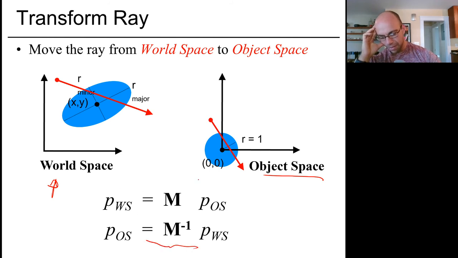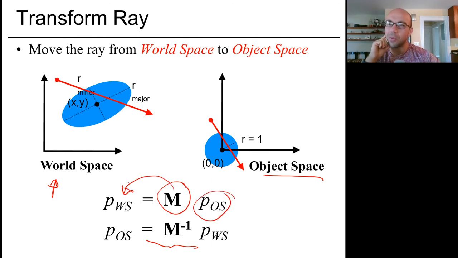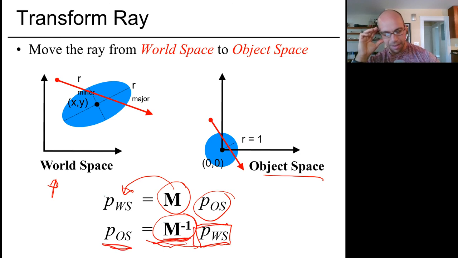So in particular, if I have a matrix M, which is taking points in the object space and transforming them to the world space by translating, stretching, shearing, whatever, then I'm going to take M and move it to the other side. That's what we see here, to move our ray into this new coordinate system. Remember that the ray is moving around in world space, so I need to apply M inverse to get the ray in object space.